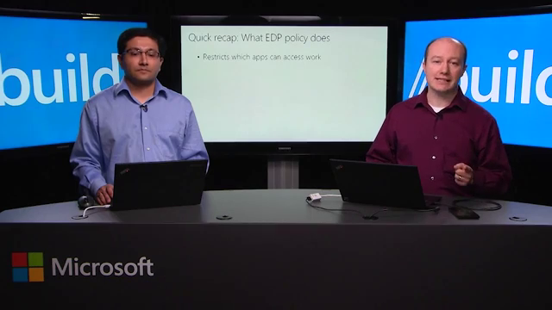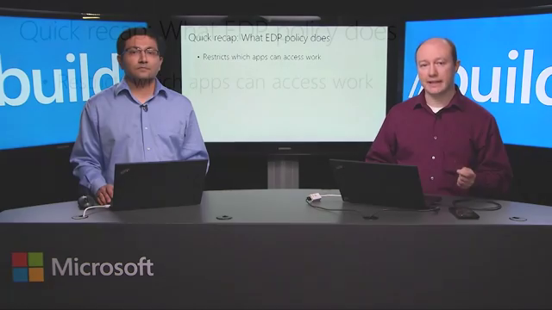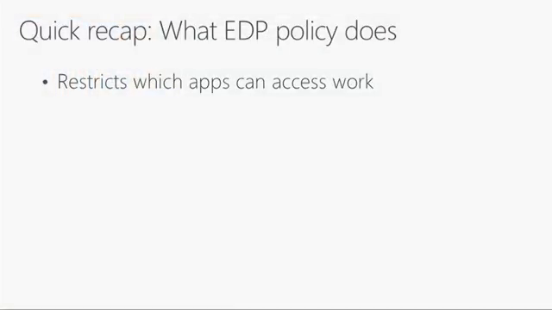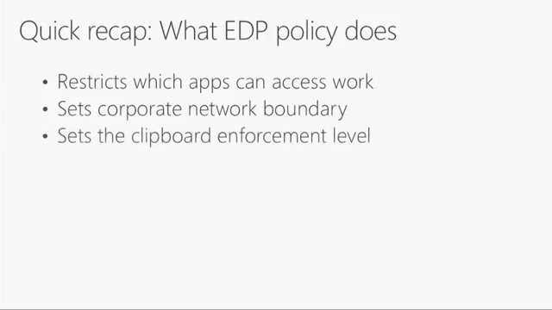First, it restricts access to enterprise data to only those applications that the IT pro trusts. Second, it sets the network boundary for what constitutes enterprise data. So the intranet, optionally the VPN that's triggered to get to the intranet, and any cloud resources that belong to the enterprise. Third, it sets the clipboard enforcement level.